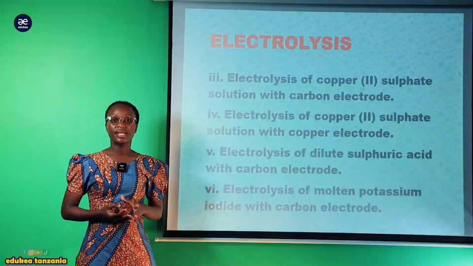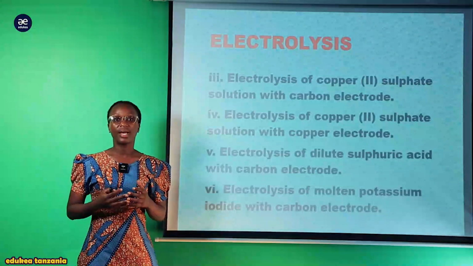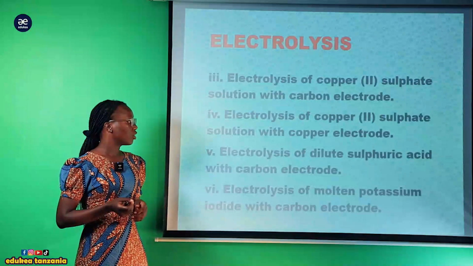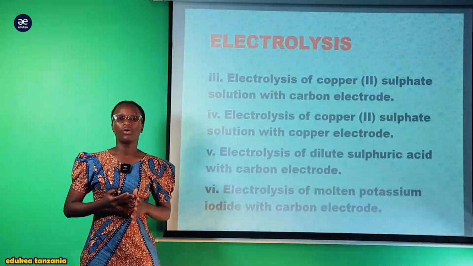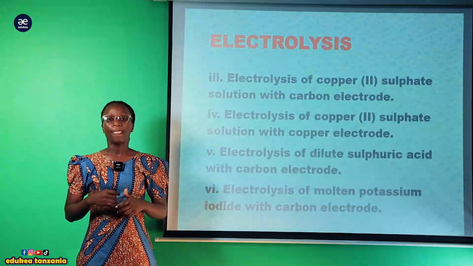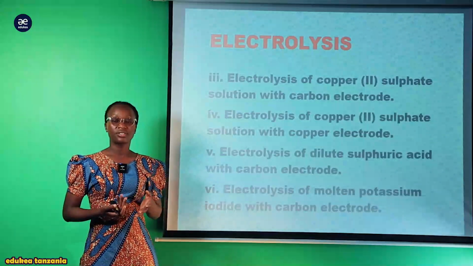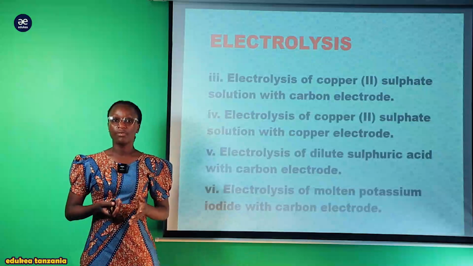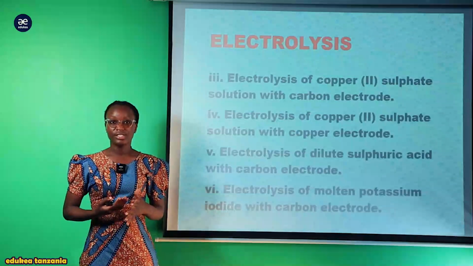In these selected electrolytes, all of them are made with the carbon electrode, meaning graphite electrodes, except the one with the copper electrode, which is different. Through studying the electrolysis of these electrolytes we are going to see how the factors of the nature of the electrode, the electrochemical series, the concept of discharge of ions, the concept of ionic migration, the way electrons tend to move during electrolysis, and dissociation are applicable here.